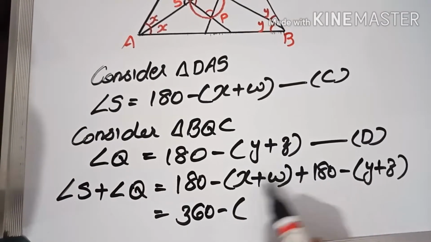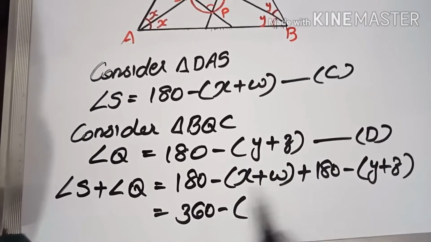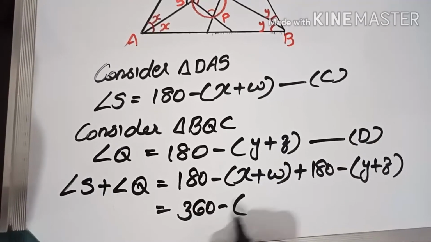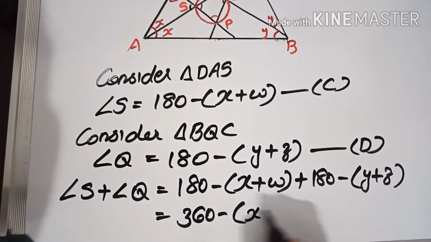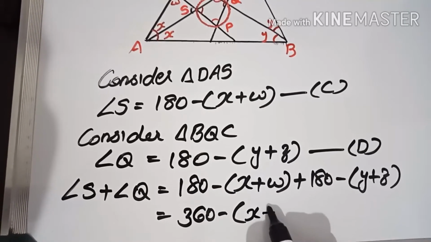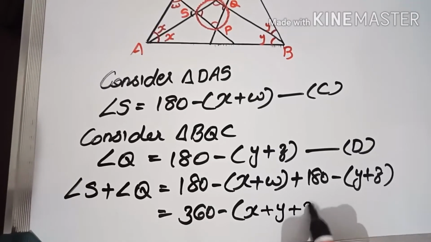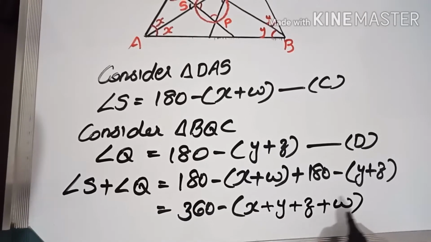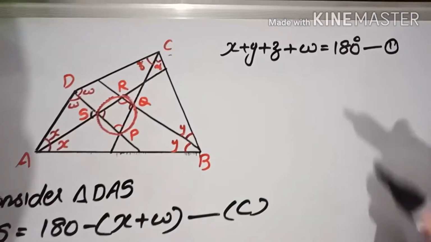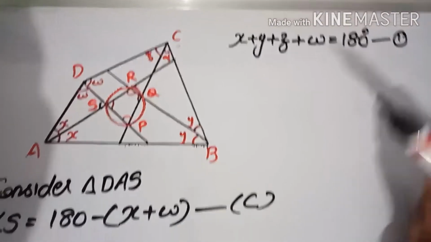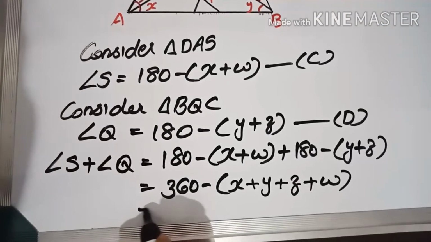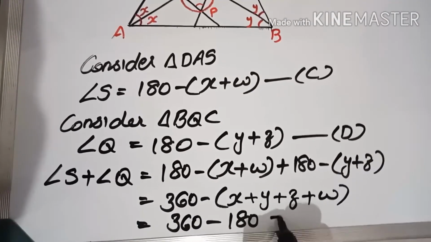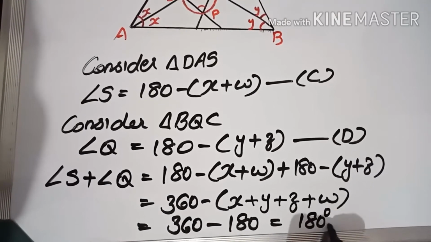So 180 plus 180, 360. Here we need to add all these, so put the common minus sign. Let's write it in order: x, next y plus z, here plus w. So x plus y plus z plus w, that answer we already found, that is 180 degree, that we can put here. So answer will be 360 minus 180. Answer is what? 180 degree.